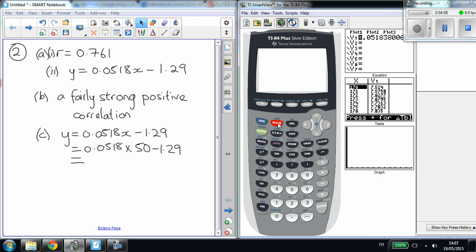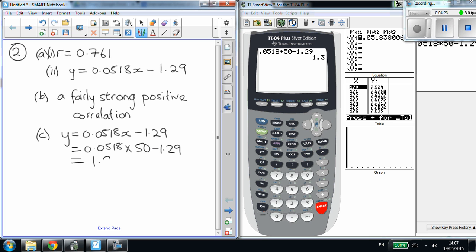I'll quit this screen. That's 0.0518 multiplied by 50, subtract 1.29 equals 1.3. Okay, so a high school grade of 50 doesn't really translate into a very good university grade, as perhaps we'd expect. It then says, state whether this is a reliable estimate.